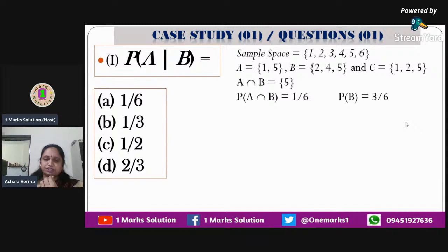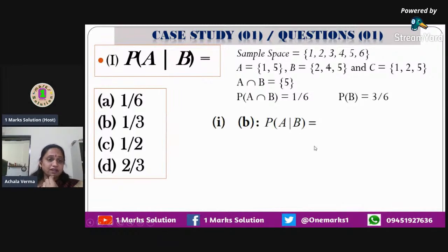So, what is the intersection of A and B? You have already studied in class 11th that all these events are taken as sets. That is the reason we put it in the form of sets. A intersection B means the elements that are common to A and B. There is only one element common to A and B, that is 5. So probability of A intersection B is favorable outcomes of A intersection B upon total possible outcomes, that is the sample space. That becomes 1 upon 6. And probability of B is 3 upon 6, that is 3 favorable outcomes upon total possible.